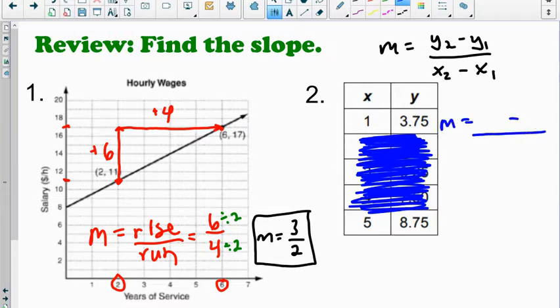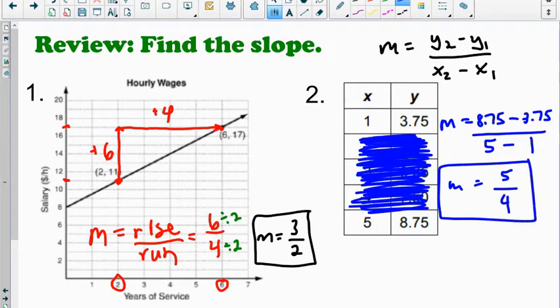So I'm going to subtract my y values. Remember, y sub 2 means the second y value. So it's going to be 8.75 minus my first y value, 3.75. In the denominator, subtract the second x value minus the first x value. And when I do this, I get 5 as my rise and 4 as my run. 5/4.